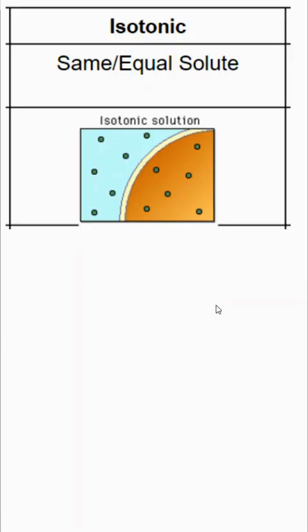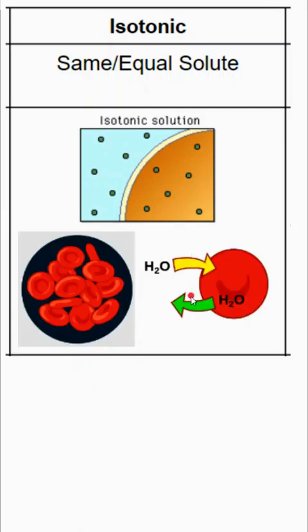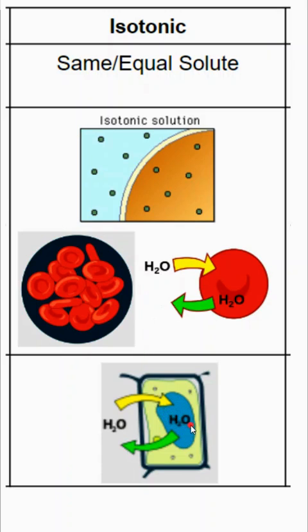So when we start talking about tonicity, we have a cell and we have the surrounding environment. If it is isotonic, it has the same or equal solute on either side of the membrane. So therefore, which way does water travel? If we're thinking about animal cells or red blood cells here, the water would go in and out at the same rate, and you would expect to have the same looking cells before and after it's put in the solution. Again, plant cells, same amount of water in and out. That's isotonic.